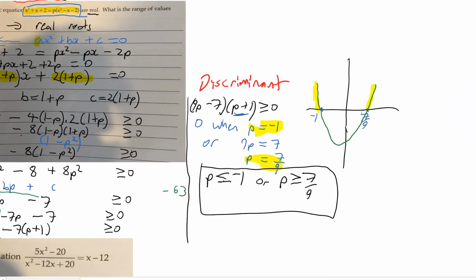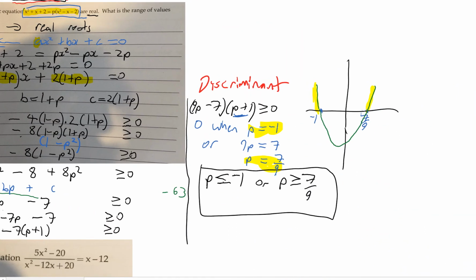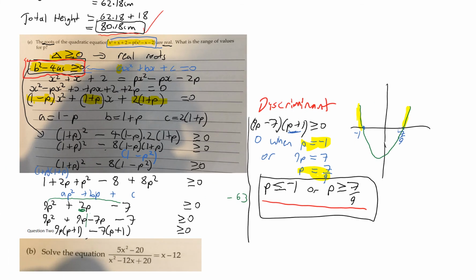Now, in their answers, they've said they haven't put the 'or equals to', but I actually disagree. I think that because the question says for what range of values will the roots be real, and when there's one repeated root, you still would say that's real roots. So I think the best answer is this one here. So p is less than or equal to -1 or greater than or equal to 7 ninths.